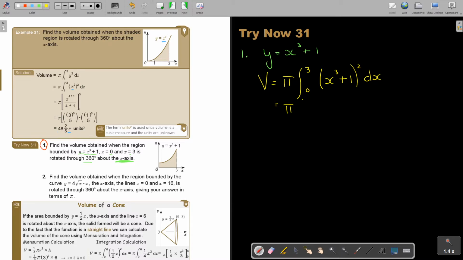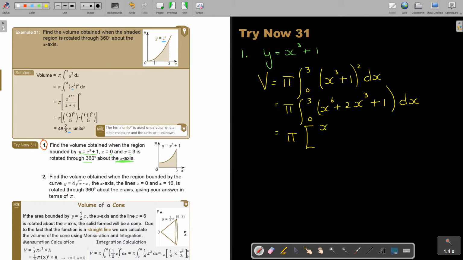Okay, now, because it's squared, I can just multiply it out. So, square this term. Multiply these two with each other and multiply it by 2. So this is going to be x^3, so it's going to be 2x^3 plus 1. And it's going to be dx. Okay, leave the pi. I'm going to integrate now.